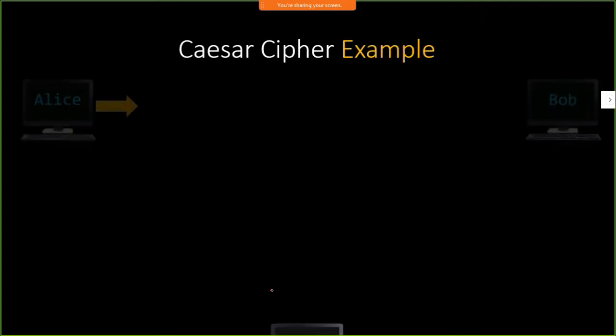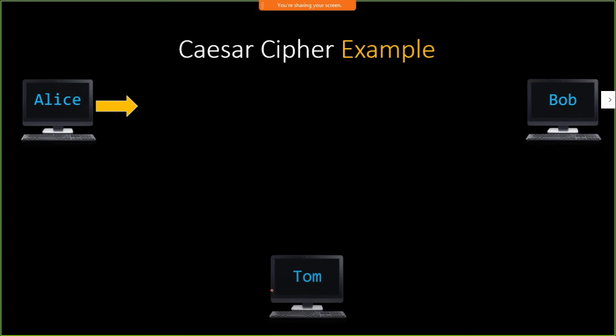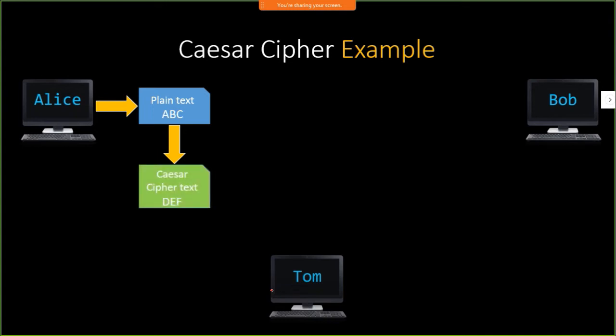So, Caesar cipher example. Alice, Bob, and Tom. Alice sent the text ABC, and it is encrypted by the Caesar cipher. That encryption process is plus 3. Every letter of the text is shifted plus 3. So A is replaced by D, B is replaced by E, and C is replaced by F.